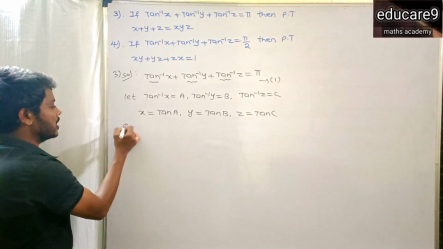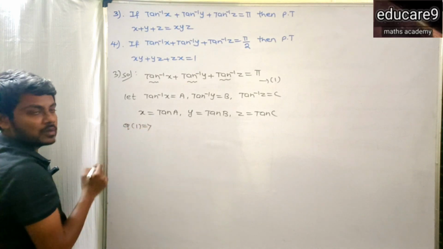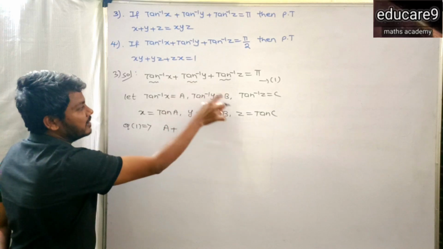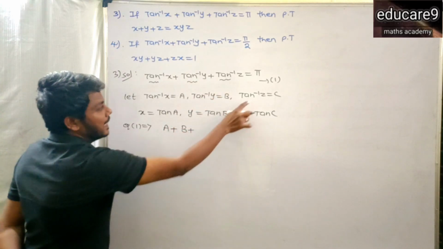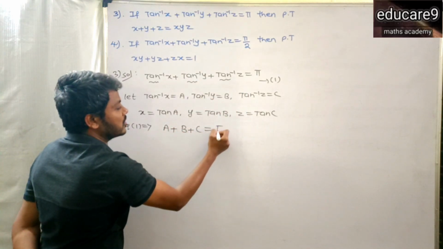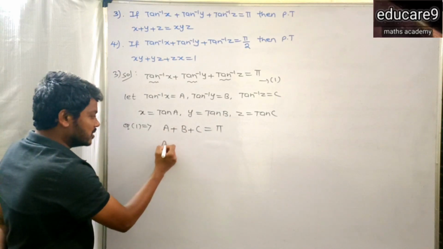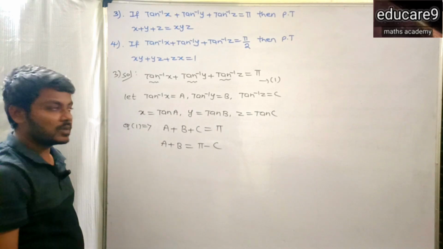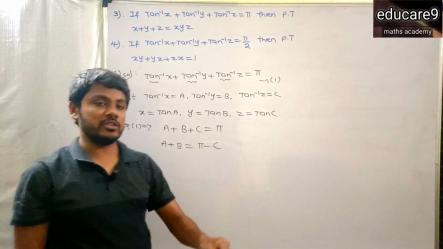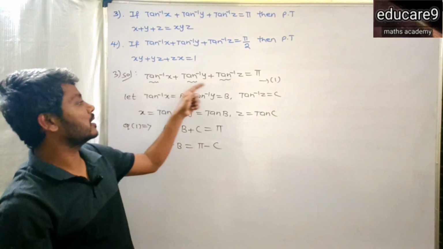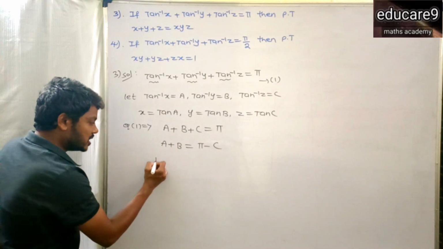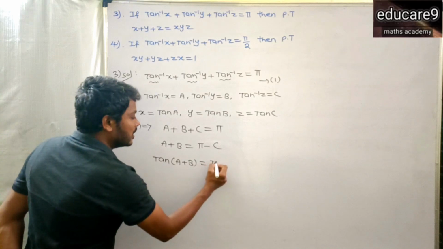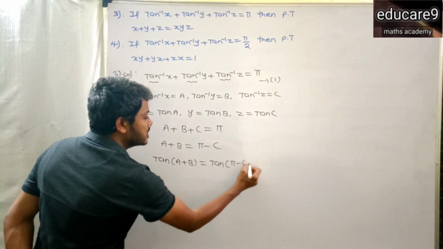Now equation 1 becomes: tan⁻¹x is A, tan⁻¹y is B, tan⁻¹z is C, equals π. From this you can write A + B = π − C. Now we can apply tan on both sides, because the given ratios are tan ratios. Now tan(A + B) = tan(π − C).